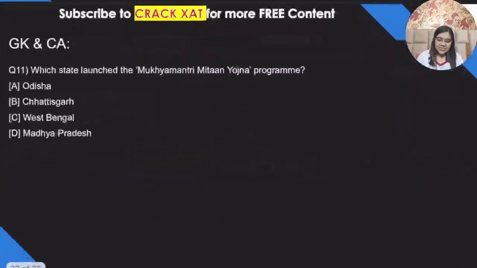Fine, let's move forward to question number 11. Which state launched the Mukhyamantri Mitan Yojana? Not Mitan, okay, it's Mitan Yojana. And what's the meaning of Mitan, anyone? Mitan means friend. Meet type.